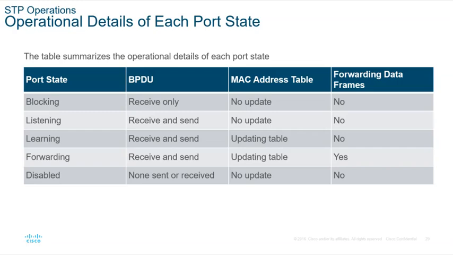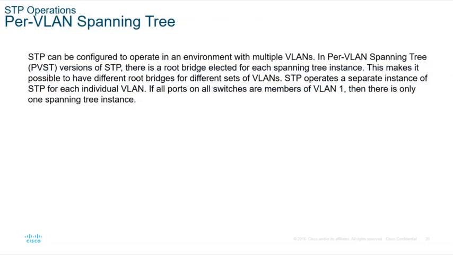In learning, it receives and sends, and then it starts updating. It starts learning the MAC addresses, but still it will not forward the frames. The frames are just the messages. Then when it comes to forwarding, it updates the MAC address table and, at the same time, starts sending the frames from source to destination. When it is disabled, the link is down. It won't do anything.